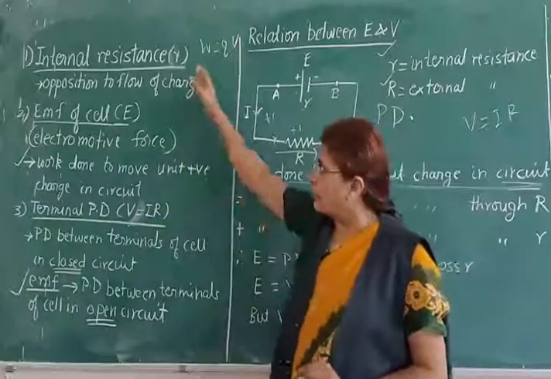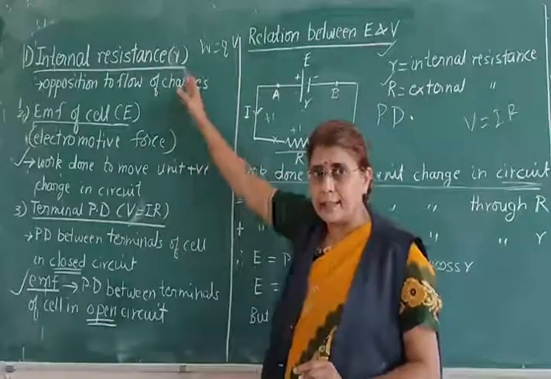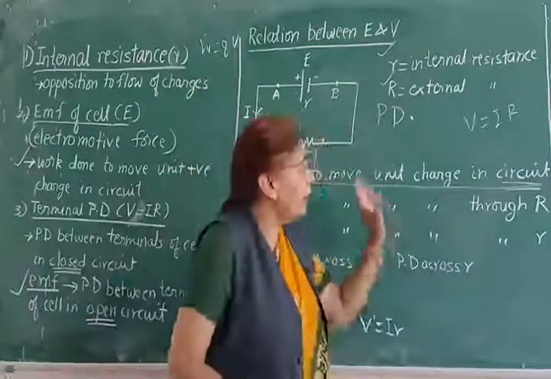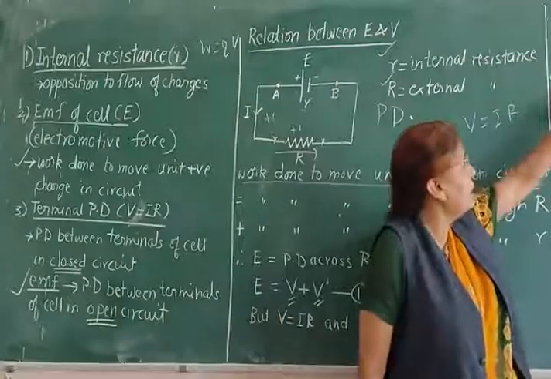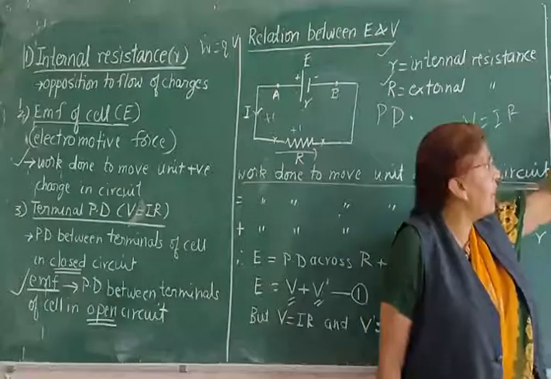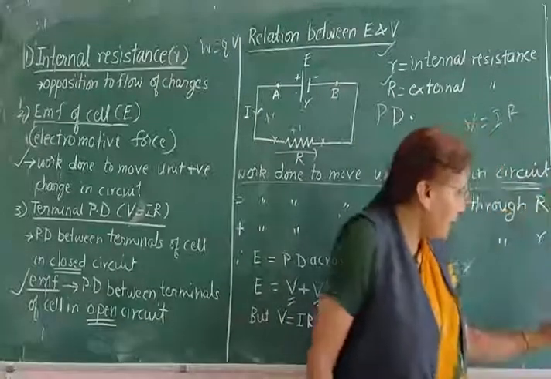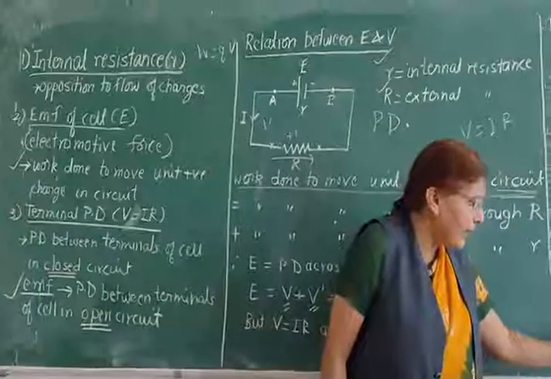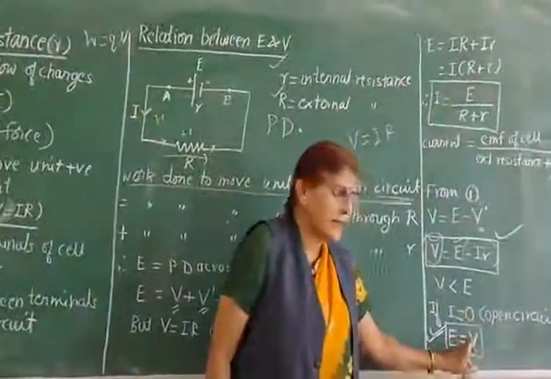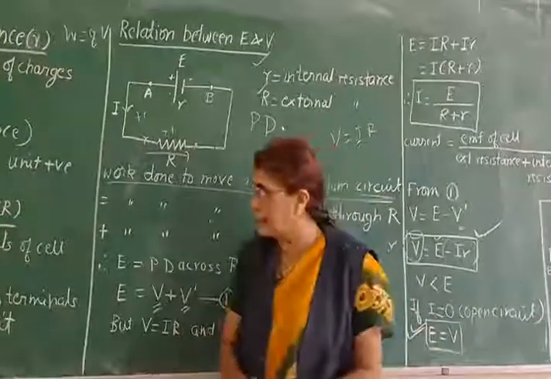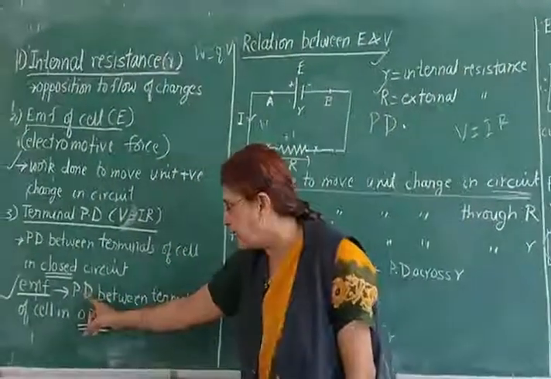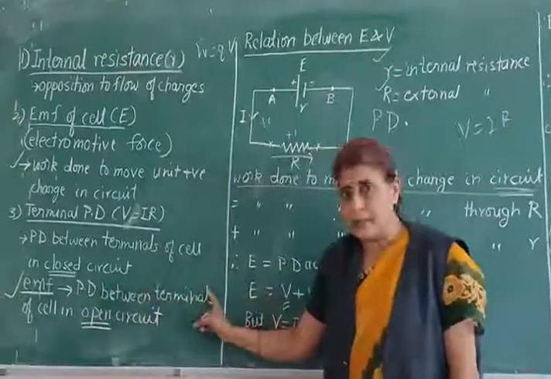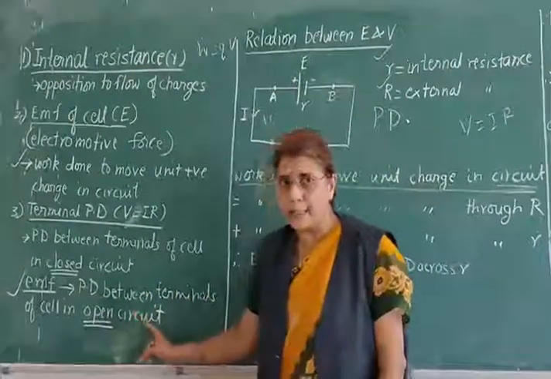Now, we have a relation between internal resistance and EMF of a cell. From that relation, we come to this conclusion. This is a very important conclusion: I is equal to E upon R plus r. And also, we come to this relation: if I is equal to 0, E is equal to V. So, we will have another definition for EMF of a cell. EMF of a cell is nothing but PD between the terminals of the cell in the open circuit.